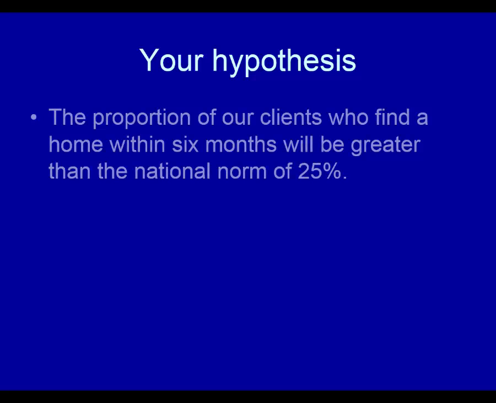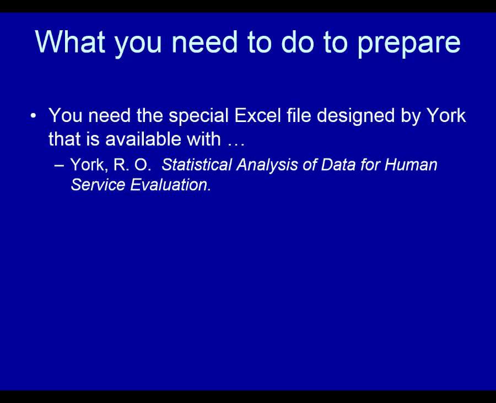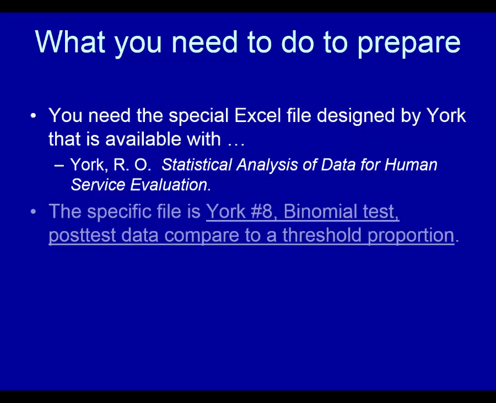So here is your hypothesis. The proportion of our clients who find a home within 6 months will be greater than the national norm of 25%. What you need is the special Excel file that is available with this book illustrated here. The specific file is York number 8, binomial test, post-test data compared to a threshold proportion.